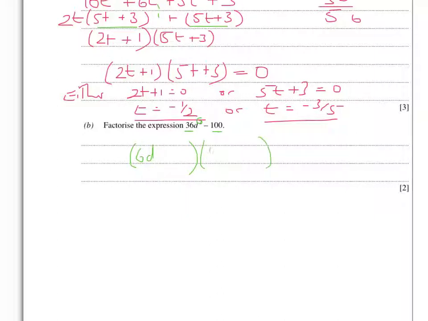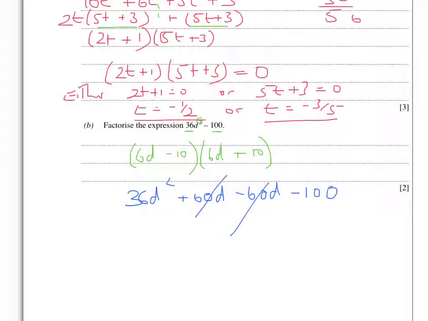So 6d times 6d will give me 36d squared, plus 10 minus 10 will give me 100. And I'll just check it, just to be sure. So 6d times 6d is 36d squared. 6d times plus 10 is 60d. Minus 10 times 6d is minus 60d. And minus 10 times plus 10 is minus 100. And they cancel, which gives me my answer. So just underline that, that's my final answer.